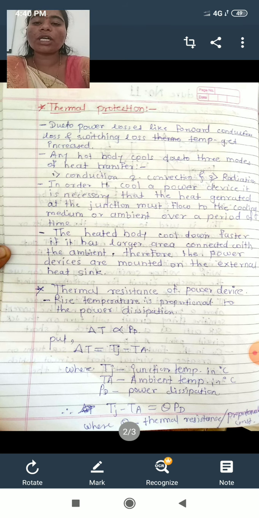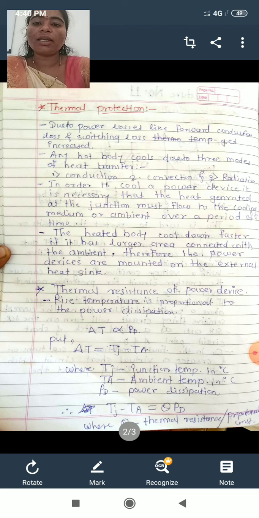Then which are the major losses? The power losses at the time of switching on and switching off the device are maximum, because at the time of switching on the thyristor and switching off the thyristor, the voltage and current both are very high. Due to this, the power loss is also high.